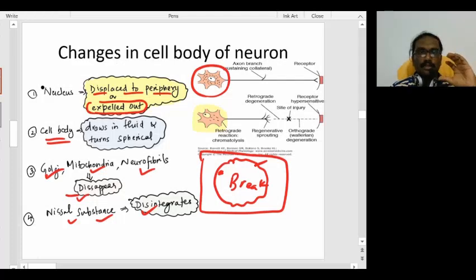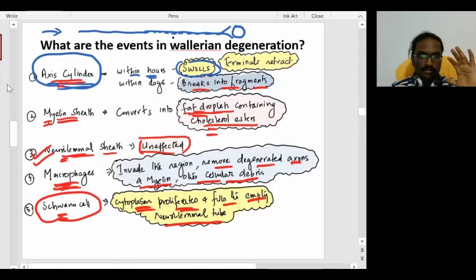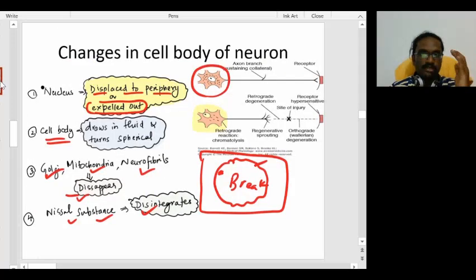This is how you will write Wallerian degeneration from an exam point of view. You will write slide number 27, that is the events, the 5 points with all the keywords described here. You can also write, at the same point of time when the Wallerian degeneration is occurring in the anterograde fashion, these were the changes which occur to the cell body of the neuron.